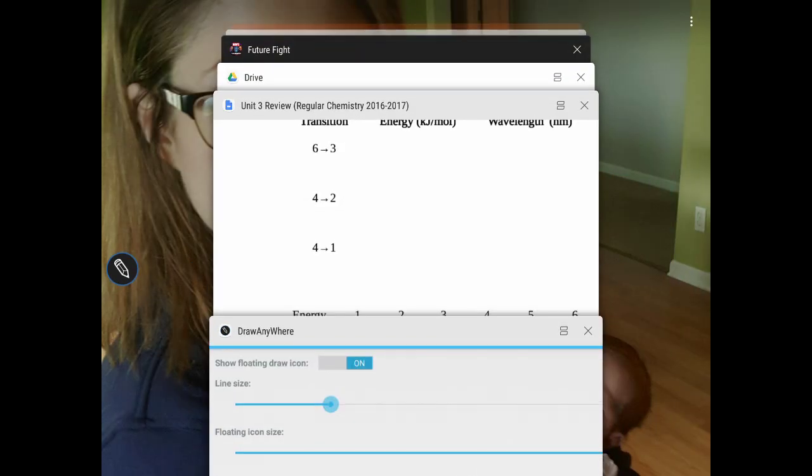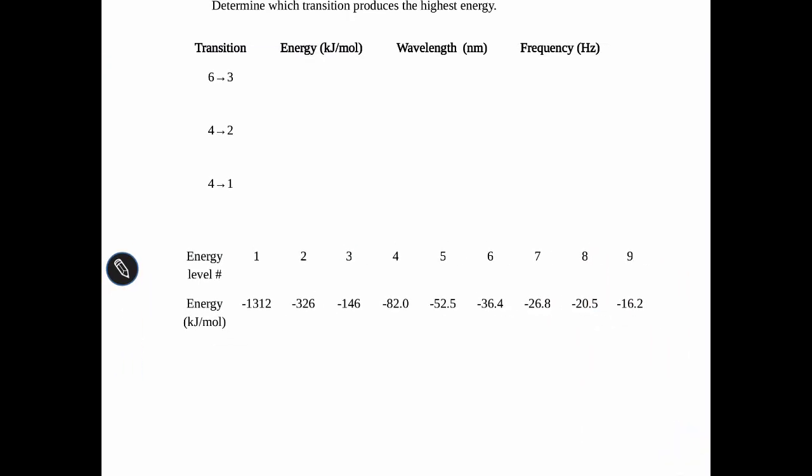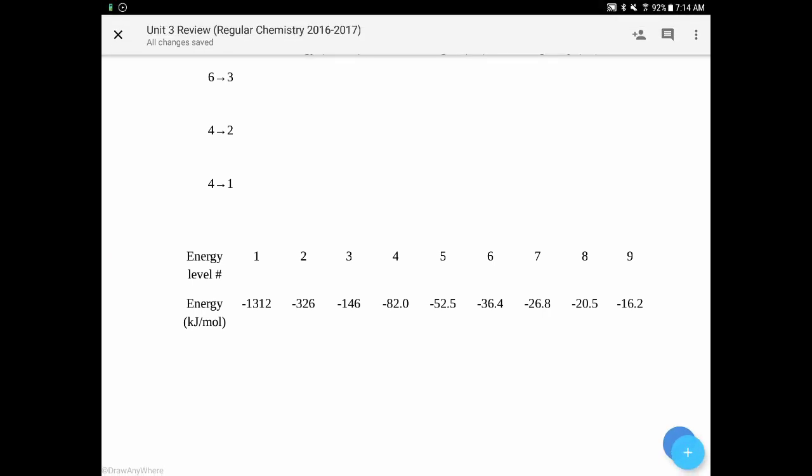Okay, so we are going to talk about some electron transitions. Now, if we have our transition going from 6 to 3, our equation is change in energy equals final energy minus initial energy. So our final energy is the energy of energy level 3, and our initial energy is energy level 6.